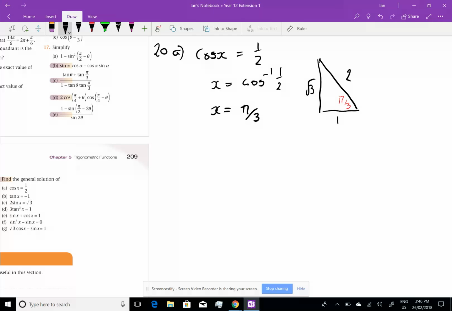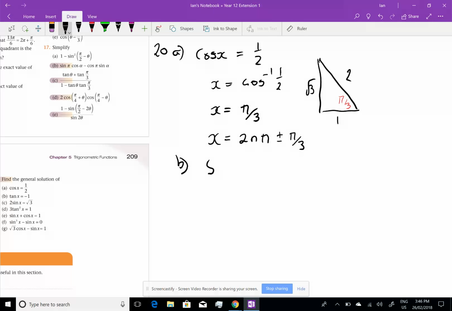But we know the general solution is going to give us two answers in that 0 to 2 pi, and they're both going to repeat every 2 pi. So x is going to equal 2n pi plus or minus pi on 3. And that's the first answer. Now, sine is a little bit different because it's a different sign in each quadrant. So its formula is a little bit different.